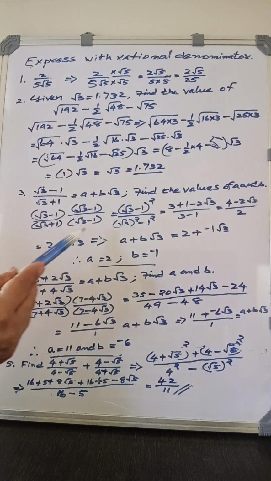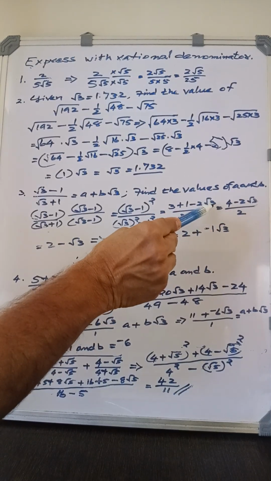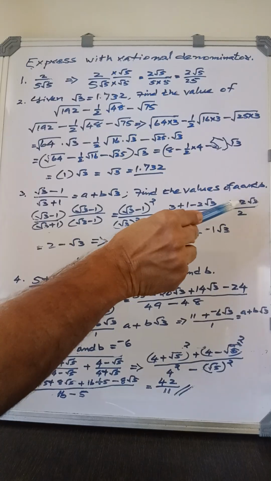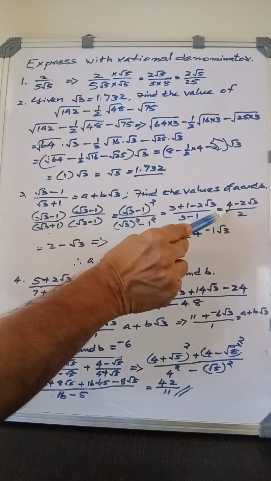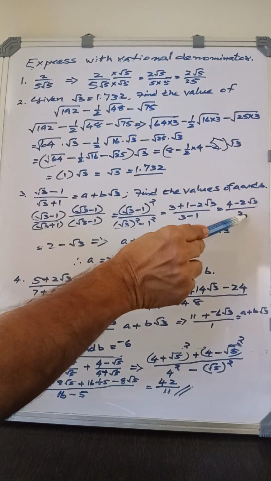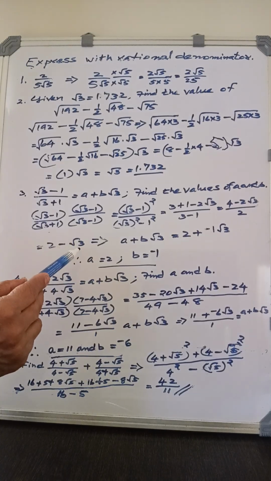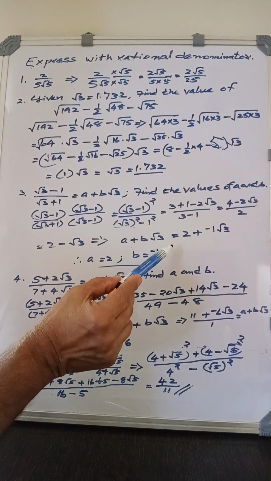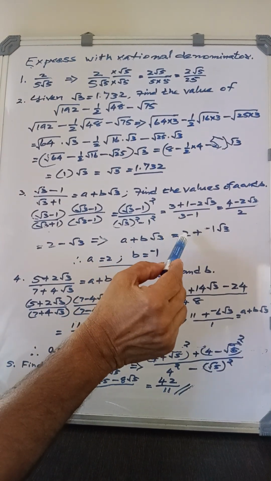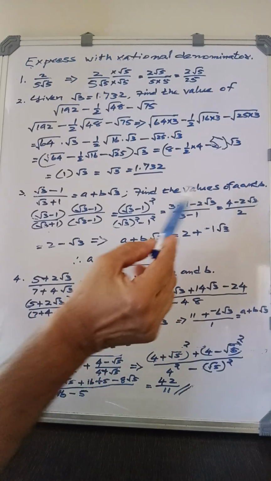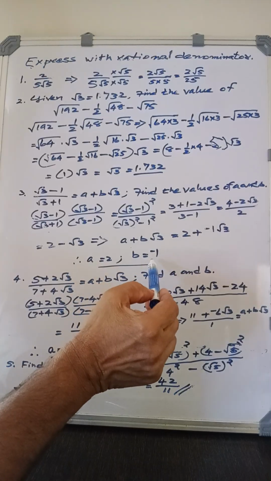3 minus 2, 4 minus 2 root 3 by 2. When we take 2 common outside, what remains is 2 minus root 3. That 2 minus root 3 is here. The common factor 2 and this 2 will cancel, and we are getting the final answer 2 minus root 3 equals a plus b root 3. When we equate, a plus b root 3 equals 2 plus minus 1 root 3. Therefore, a equals 2 and b equals minus 1.